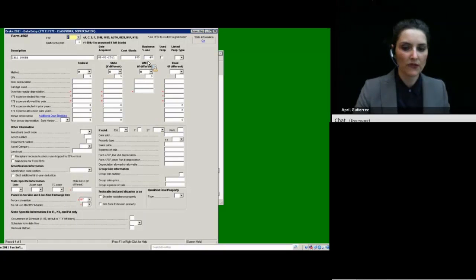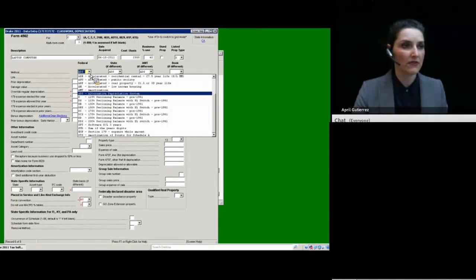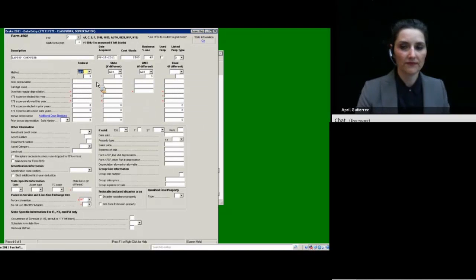On the cell phone, 45% business use. We used to have to mark that as listed property, but not anymore. And it's 7-year property. The laptop computer is listed property, and because it's listed property, it is alternative depreciation system. I have to check that it's listed property, and I have to tell the computer it's ADS rather than MACRS. And 5-year life. Then we have the desktop computer.